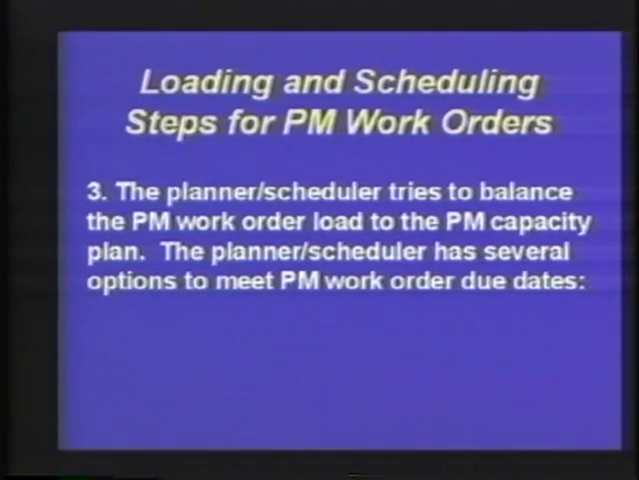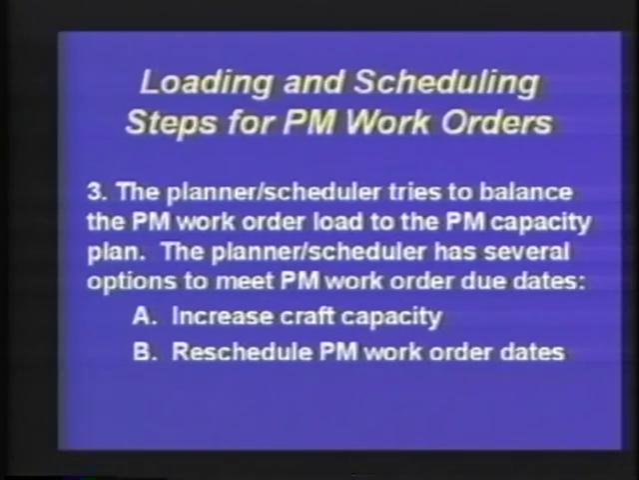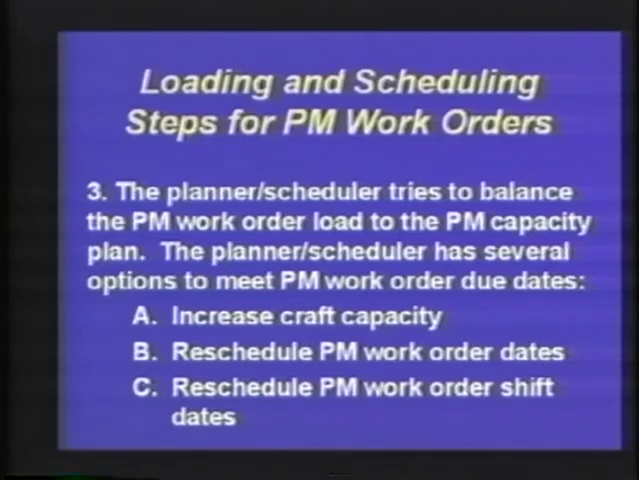The planner scheduler has several options to meet the PM work order due dates. One option is to increase craft capacity. In other words, put a second person in that capacity plan. B, if I can't add additional capacity, I'm going to have to reschedule the PM work order date, or C, reschedule the PM work order by shift. So the key is, is there available capacity, or does my demand of the PM orders exceed the capacity plan?